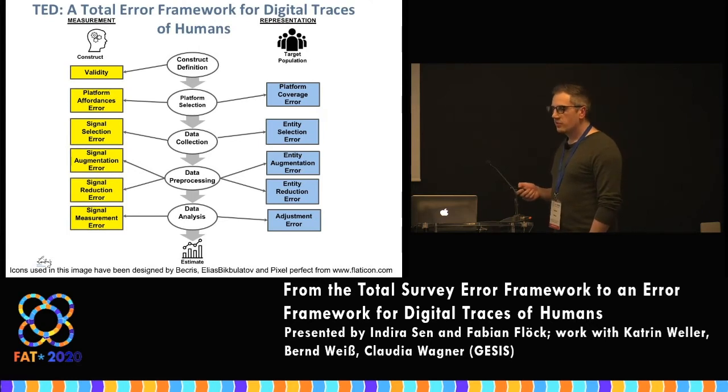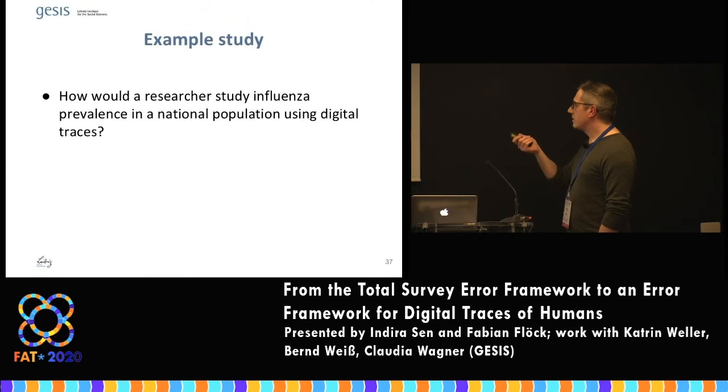Okay, so what we're gonna do is we're gonna take an example study, a running example, and basically walk you through how this would look. So how would a researcher study influenza prevalence in the national population using digital traces?